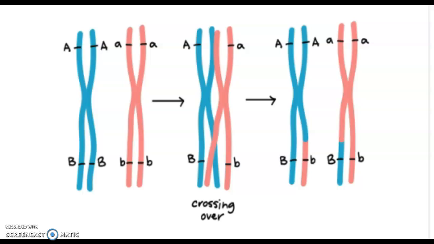And because of this, the sex cells are not going to be identical. This does not happen in mitosis. This only happens in meiosis 1, the first division of meiosis. Okay, more specifically, prophase 1 of meiosis.